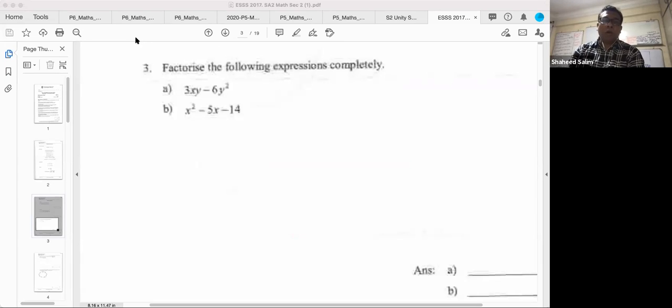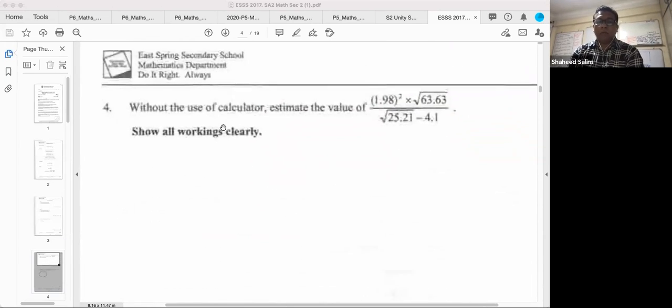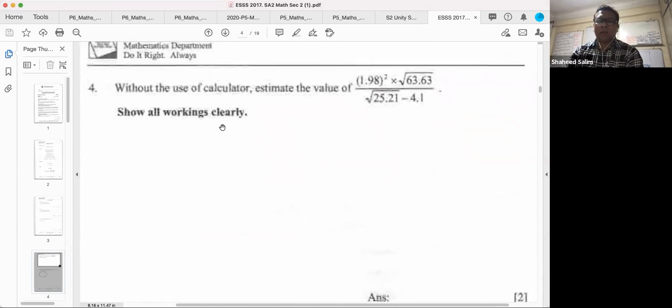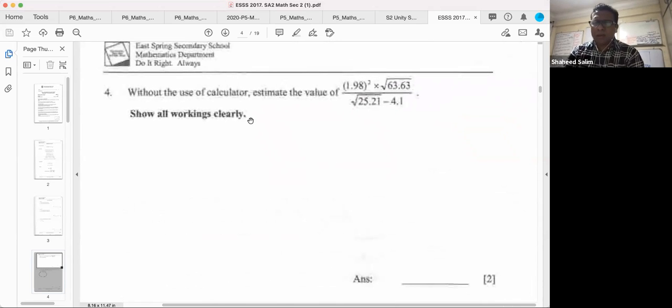Because we are revising all the topics. They say don't use a calculator. I don't like this type of question, but what to do, sometimes they ask you this type of question, but you don't need to use a calculator. We do this one together. I don't want you all to do it alone. I feel it's a nonsense question.